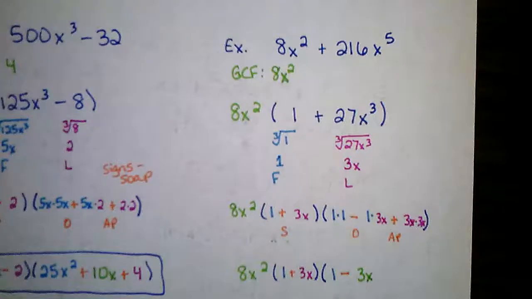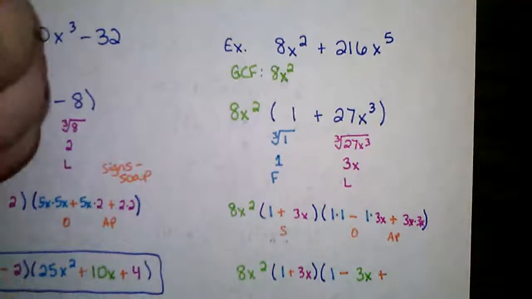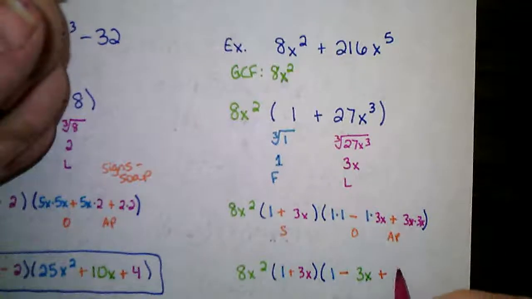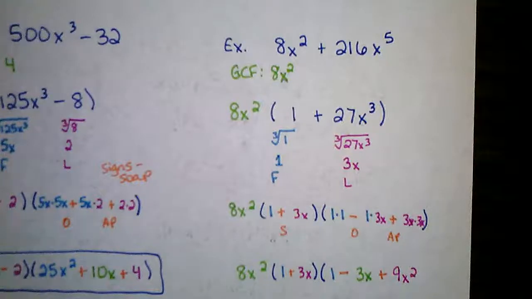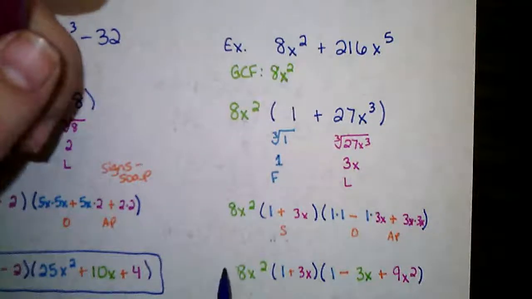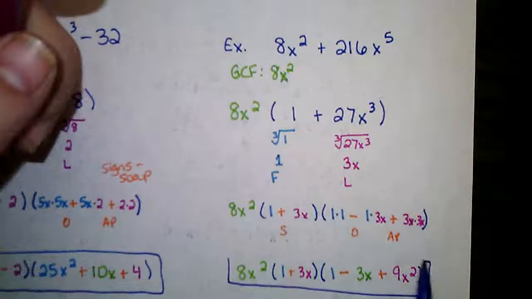And then our always positive sign. And last but not least, we have 3x times 3x. So 3 times 3 is 9. X times x is x squared. We wrap up that set of parentheses, and that is all we can do. So that one is finished.